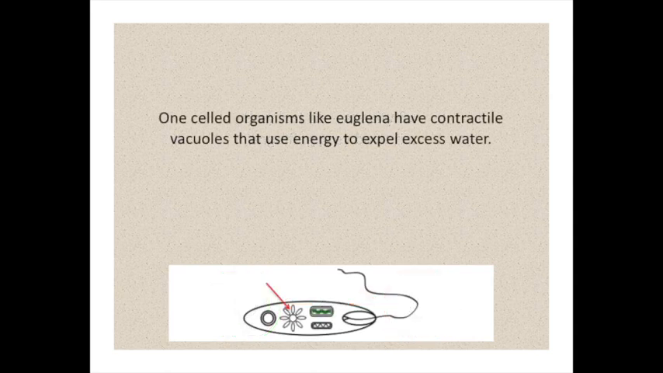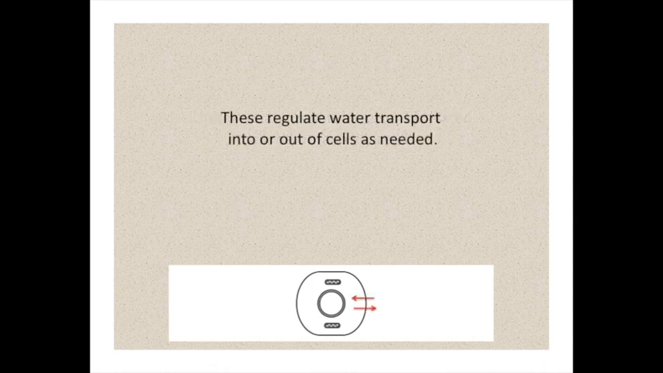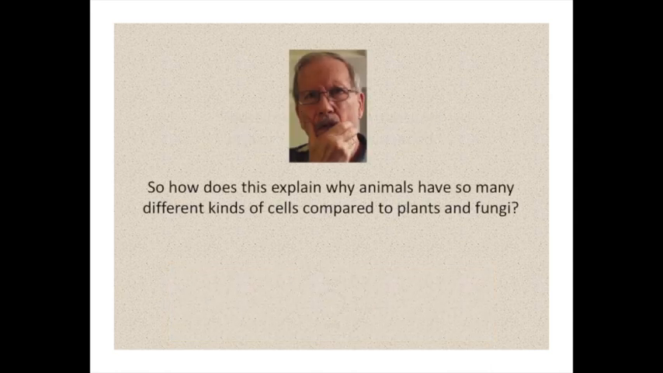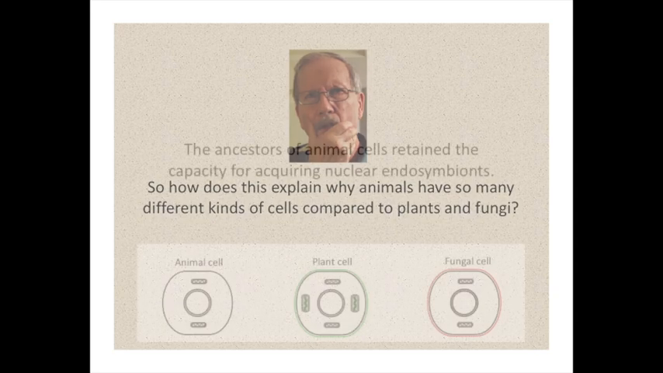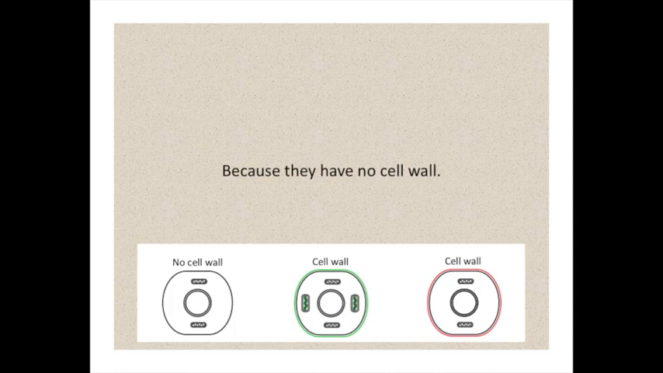One-celled organisms like Euglena have contractile vacuoles that use energy to expel excess water. Multicellular animals have sophisticated cell membrane channels, and these regulate water transport into or out of the cells as needed. So how does this explain why animals have so many different kinds of cells compared to plants and fungi? The ancestors of animal cells retain the capacity for acquiring nuclear endosymbiotes because they have no cell wall.